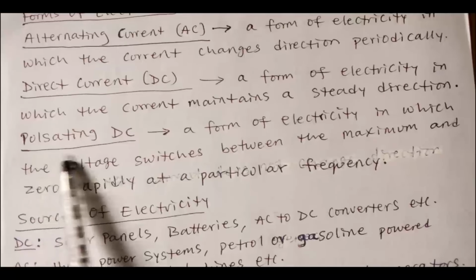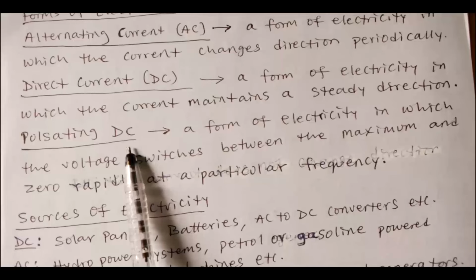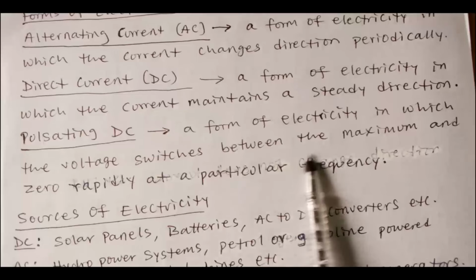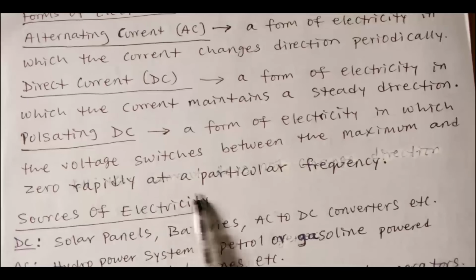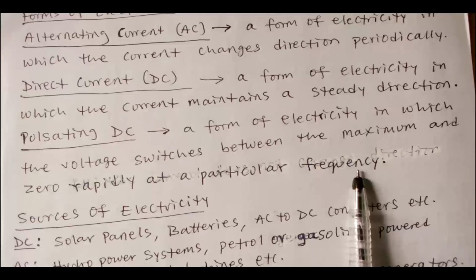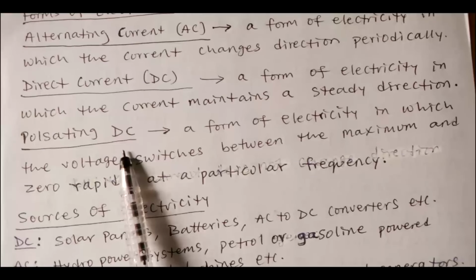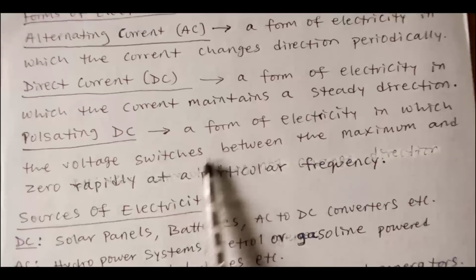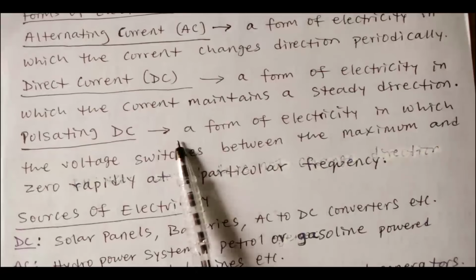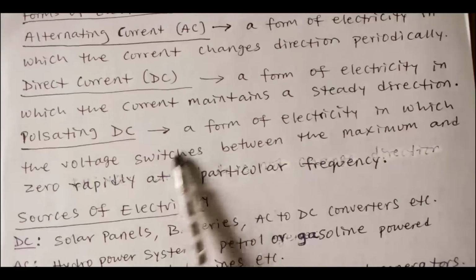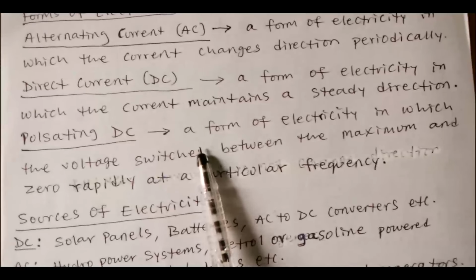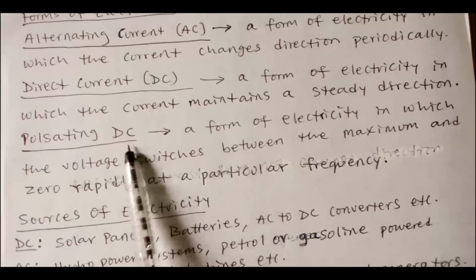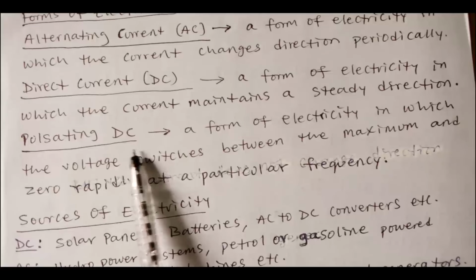Then there is a third one called pulsating DC. This is a form of electricity in which the voltage switches between the maximum and zero rapidly at a particular frequency. So you see the voltage will come on and then it will go off. It will come on and it will go off like that. That's between the maximum point and zero. For example, the voltage comes to 5 volt and it goes to zero, at a particular frequency rapidly. So that's pulsating DC. You understand?